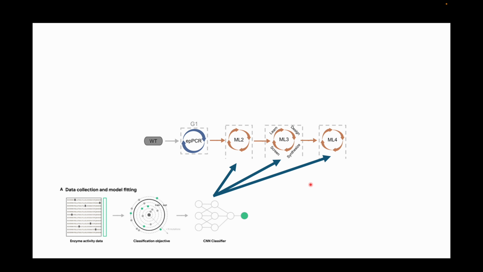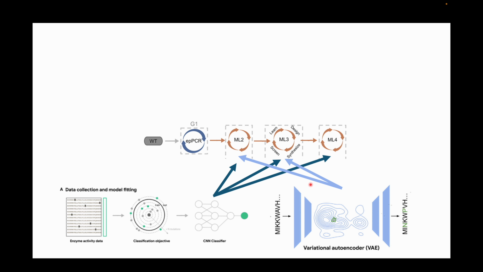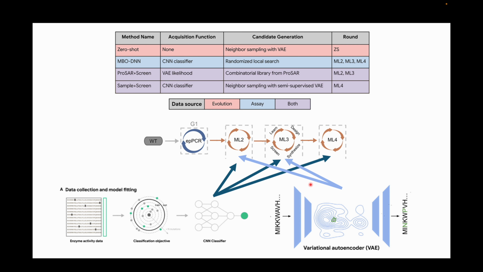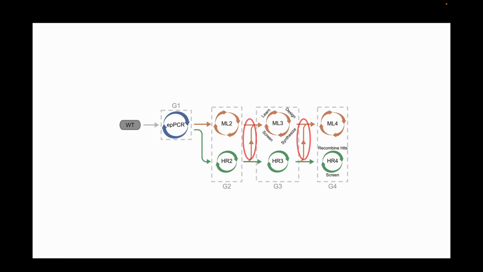in this paper. Across all of these engineering approaches, except for the zero-shot case, the design cycle started with an initial random library generated by error-prone PCR, which was screened for nuclease function. Then, in the case of machine-guided directed evolution, named TeleProt, either convolutional neural networks or variational autoencoders were trained to identify a population of variants to screen for the next round of design. It is important to note that authors compared several different library design methods with different combinations of training data sources, the details of which I don't have time to cover in this video.